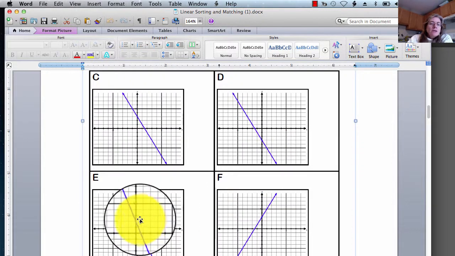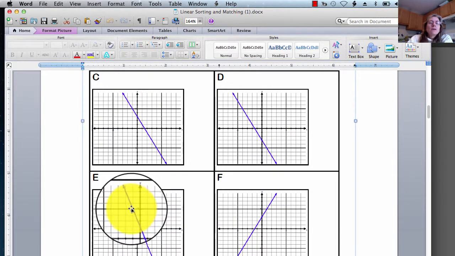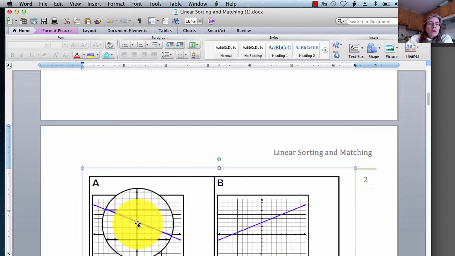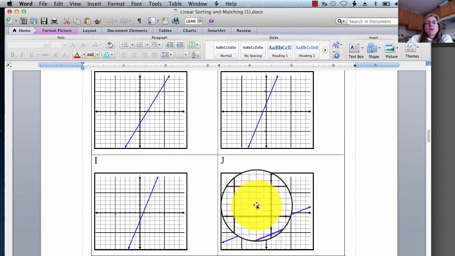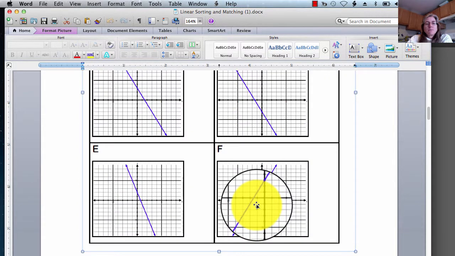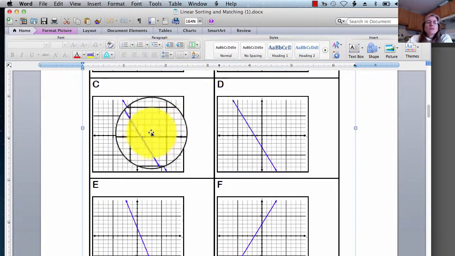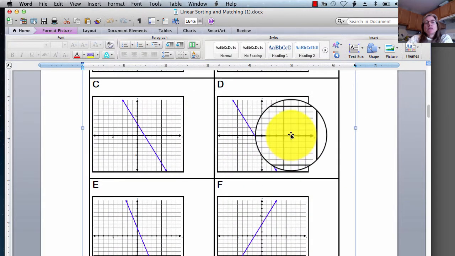Is there any others like that? This is up 3 over, this is up 1. What are other negative slopes here? We don't have any other negative slopes. Okay, so these are parallel. C and D are parallel.